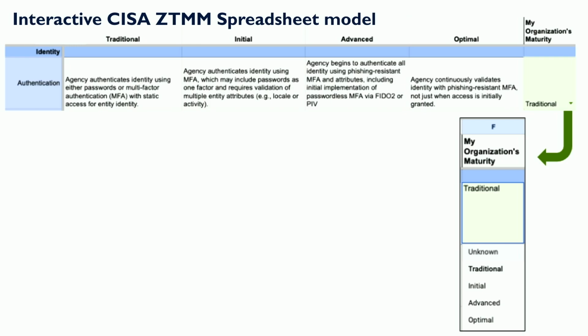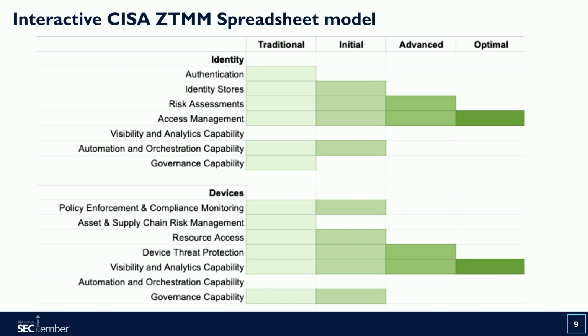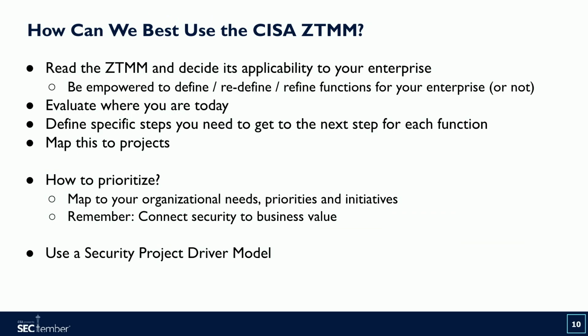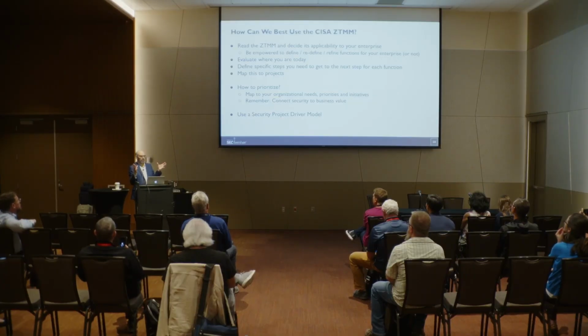And then as you go through that, this gets graphically rendered on the page. So you have a nice, easy way of looking at this across all the functions. So in general, do take the time to read through the CISA Zero Trust Maturity Model. Decide, is it applicable to your enterprise, kind of at the macro level? Is an assessment something that makes sense for your enterprise?